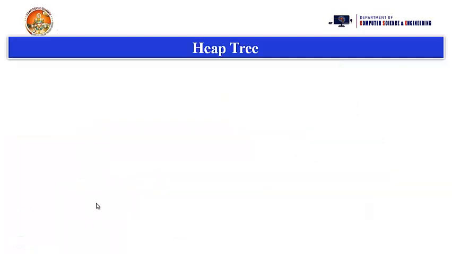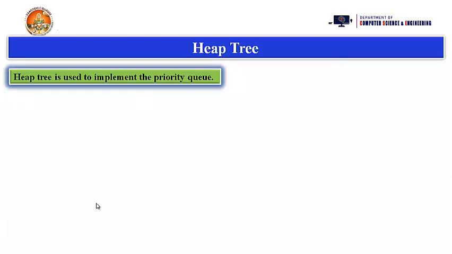Then what is a heap tree? A heap tree is used to implement the priority queue. What is a priority queue? It is a type of queue. What is a queue? It is a linear data structure which follows the first in first out, last in last out procedure. And what is a priority queue?